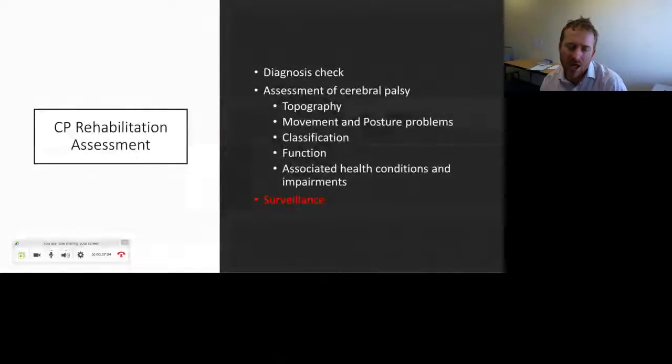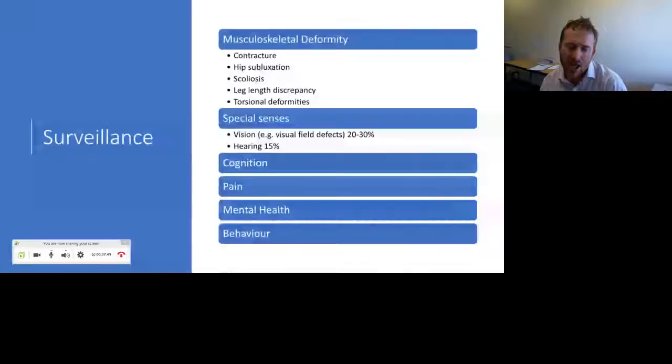So surveillance. Part of our usual program of practice is to surveil for either associated health conditions and impairments, or particularly musculoskeletal conditions, where we know that they can change children's health with time, or indeed their development. So I've listed these here that would be a standard screen at any rehabilitation assessment.